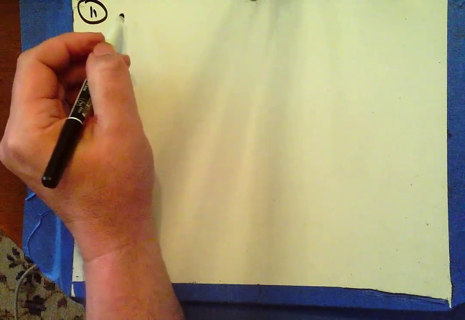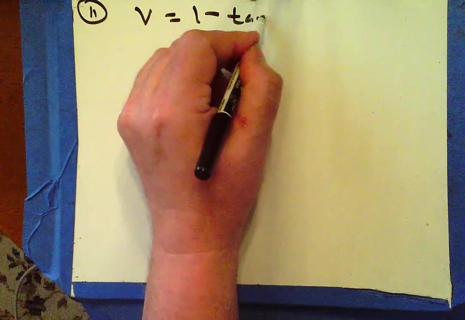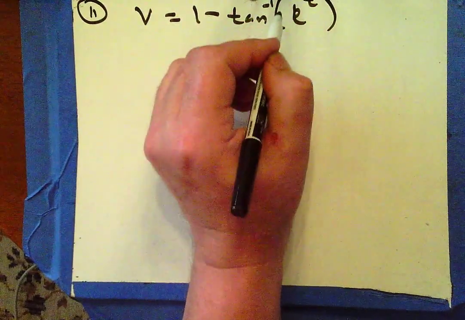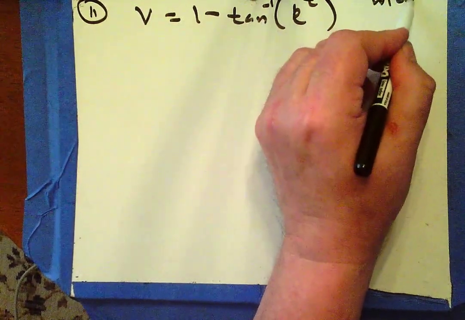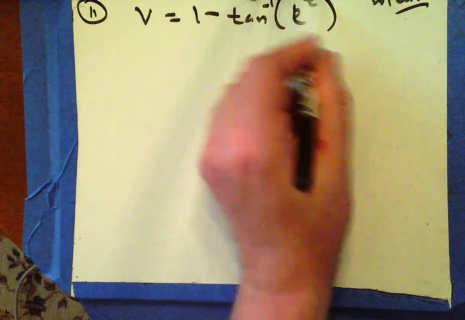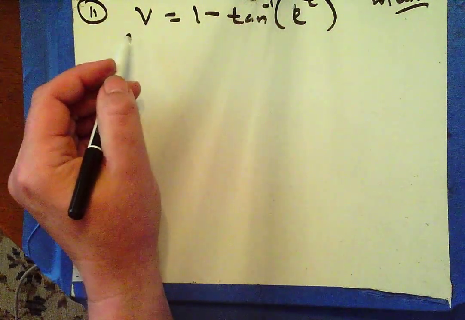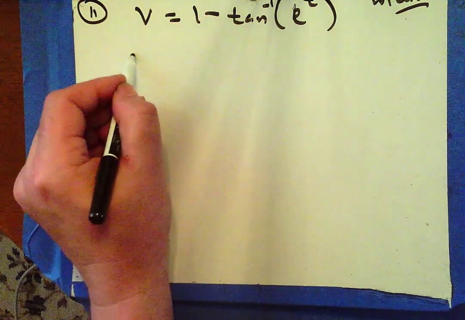Problem number 11. V is given by 1 minus tangent inverse of e to the t. Please, God, let this be a calculator problem. Yes, it is, with calculator. Ew, who would want to do anything with that by hand? Okay, find the acceleration at time equal to 2.